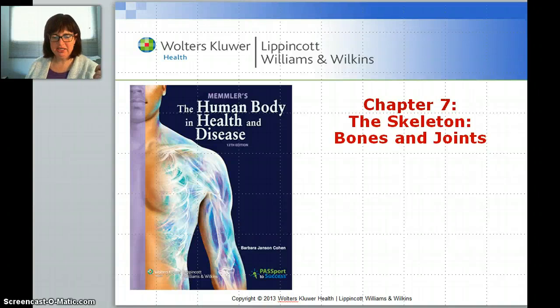Hi there, I got too excited when talking about Chapter 7, the skeleton, that I didn't get finished. So this is Chapter 7, Part 2, the skeleton, and we're going to look more at bones and joints.